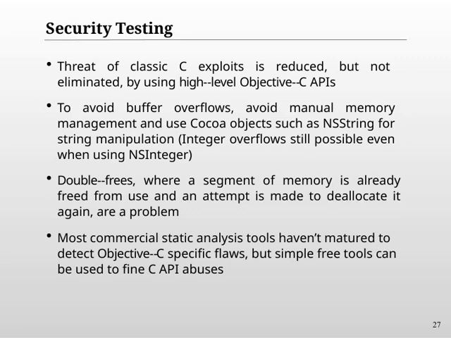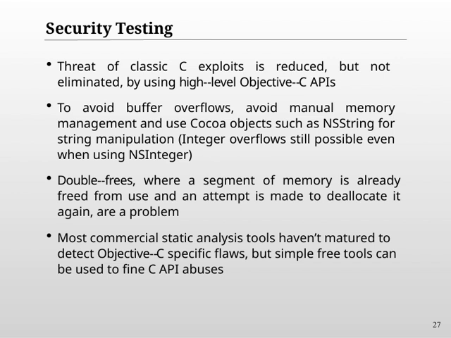Let's talk about security testing in the context of Objective-C. While using high-level APIs like Objective-C can reduce the threat of classic C exploits, it doesn't completely eliminate them. It's important to remember that some vulnerabilities can still slip through. For example, to avoid buffer overflows, you should steer clear of manual memory management and instead rely on Cocoa objects such as NSString for string manipulation. However, even when using types like NSInteger, integer overflows can still occur, so caution is always necessary.